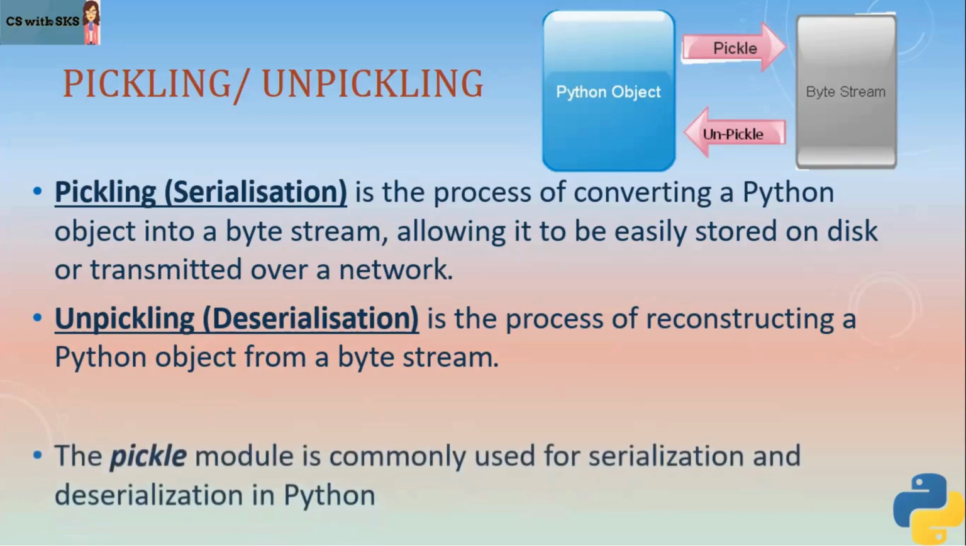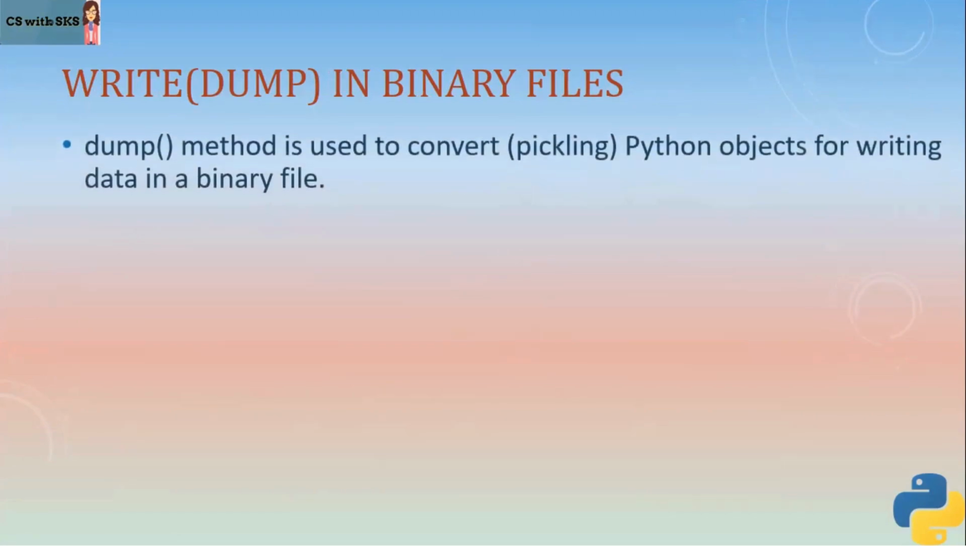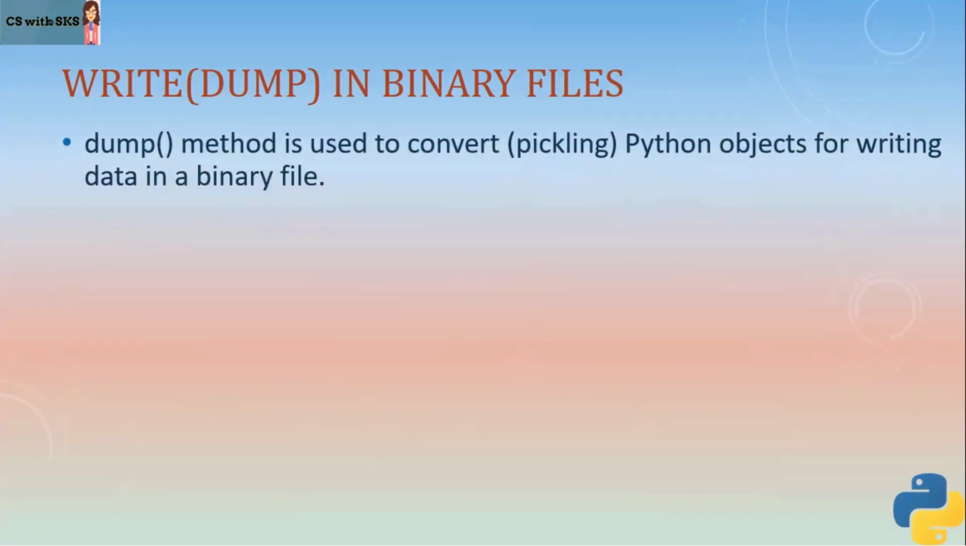And to do so, we have a pickle module. So whenever you deal with Python binary files, you import the pickle module, which is used for serialization and deserialization. And further, we have some functions like dump and load to read and write the data. So writing in binary files, we use dump function. So dump method is used to convert Python objects for writing data in binary files, means pickling. When you need to do pickling, dump method is used, right?